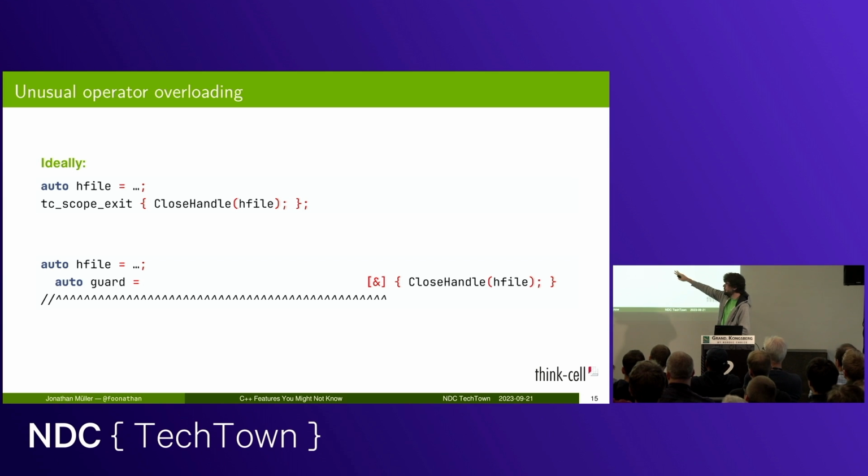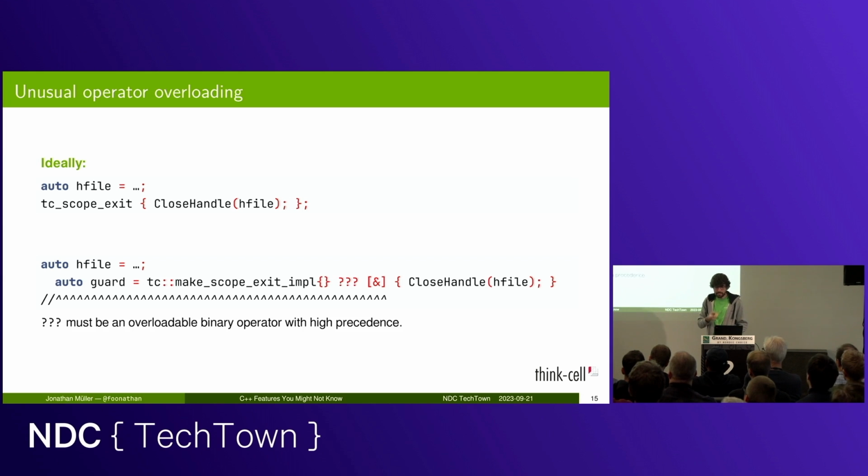We can have scope exit as a macro that expands to something. So we need to create a variable, and then we can use the braces to create a lambda, and then we need to put something in front. And this something can be a tag type, and then we use a binary operator. When we have the tag type and the binary operator, this will create our scope exit object that will invoke the lambda. So in the middle, we need an overloadable binary operator with high precedence, just so that there's no way to mess it up if you put other expressions at the end.